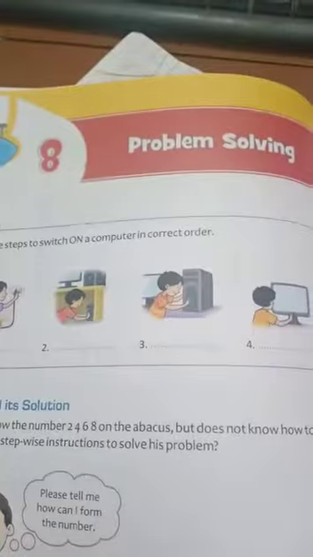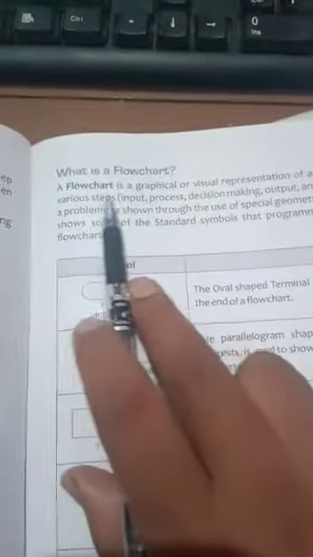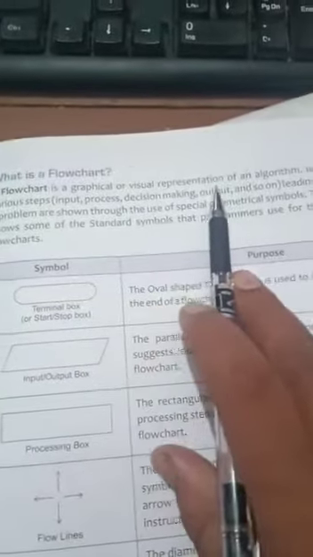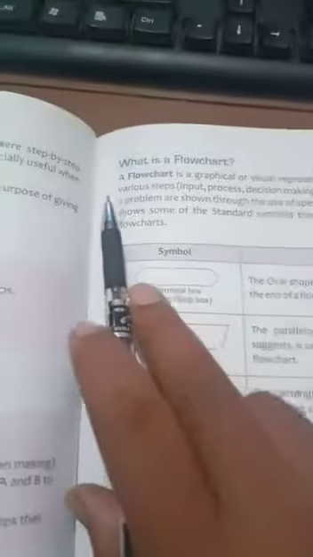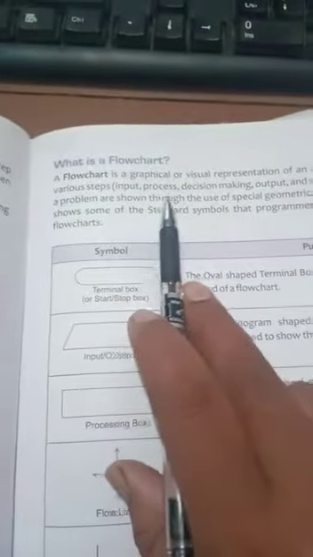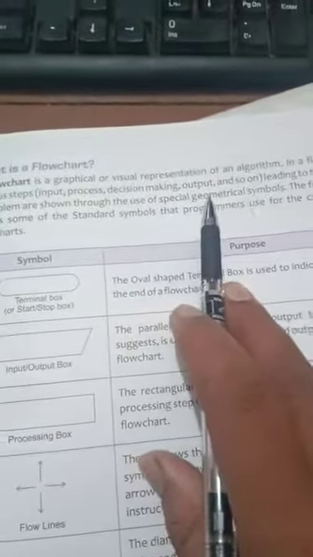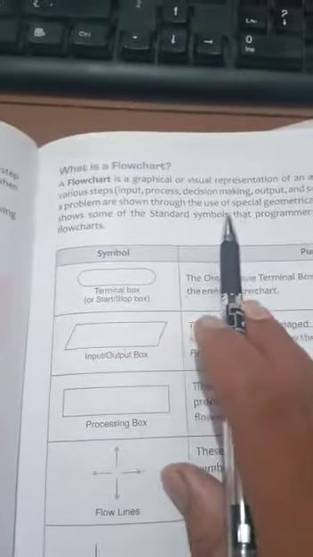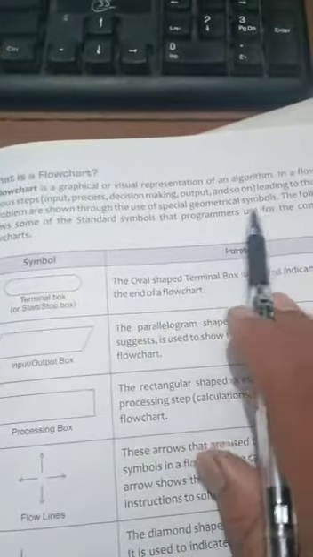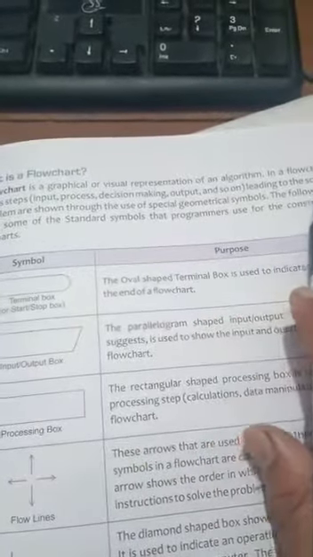Your chapter is chapter 8, problem solving, and today's topic is what is a flowchart. A flowchart is a graphical or visual representation of an algorithm. In a flowchart, the various steps, input, process, decision making and output and so on, leading to the solution of a problem are shown through the use of special geometrical shapes and symbols.